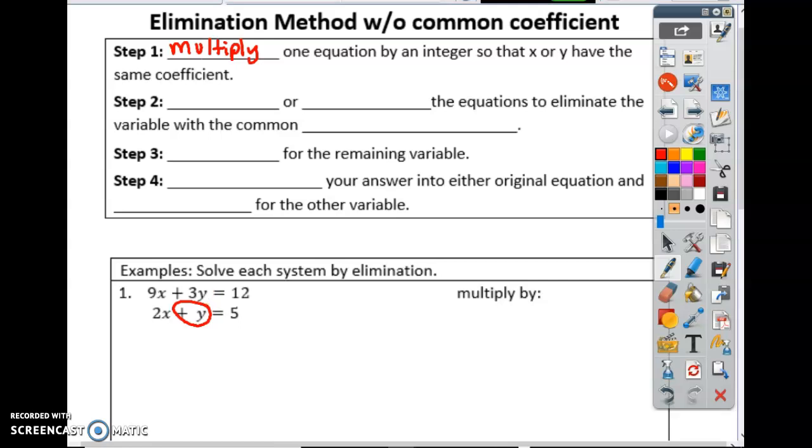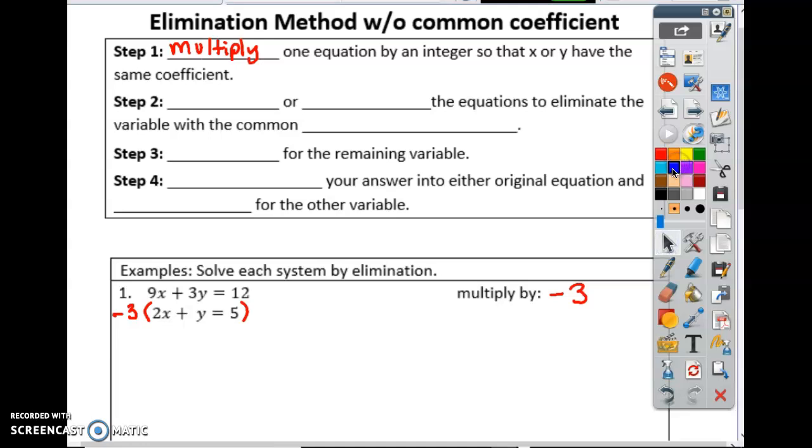And what would be even more perfect is if this was a negative 3, because I like to add them instead of subtract them. Adding is so much easier than subtracting. So if this was a negative 3 and this is a positive 3, when you add them, you can cancel them. So what are we going to do? We're going to multiply the bottom equation by negative 3. Okay, so right here where it says multiply by, I'm going to multiply by negative 3.